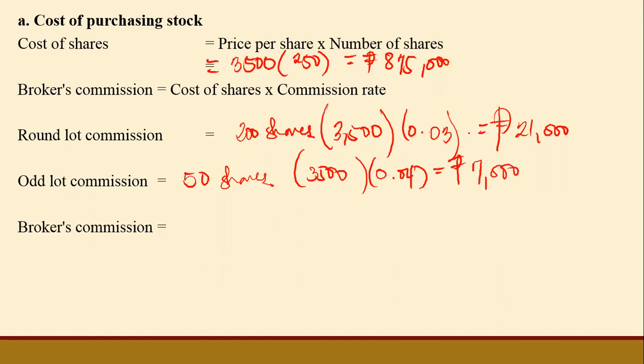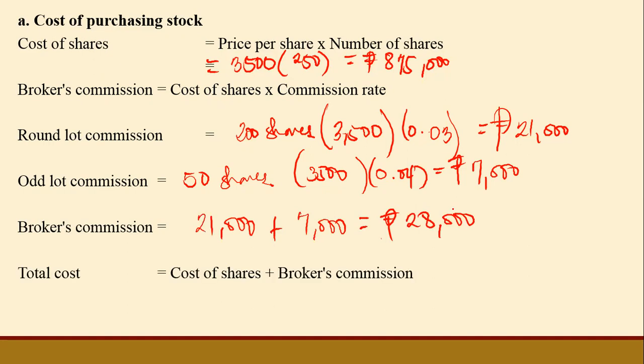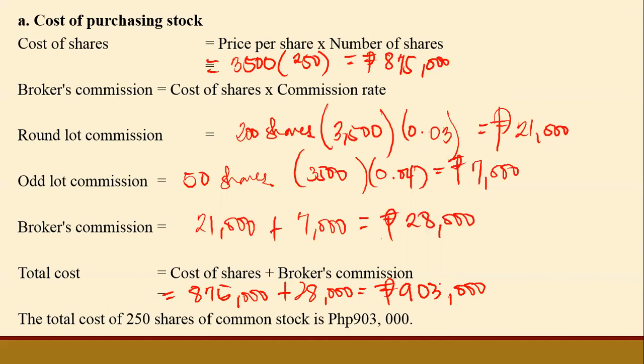And for the broker's commission, it is 21,000 plus 7,000, which is equal to 28,000 pesos. So what's the total of the cost of shares and the broker's commission? This is equal to 903,000 pesos. So the total cost of 250 shares of common stock is 903,000 pesos.